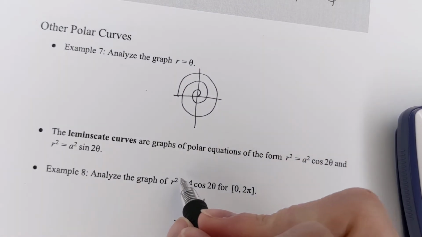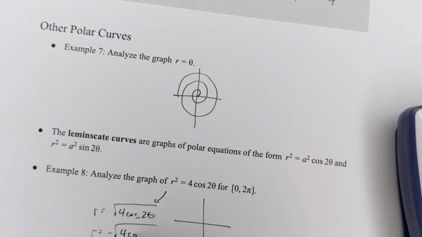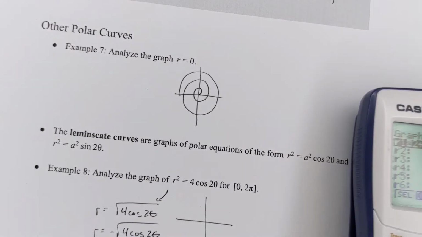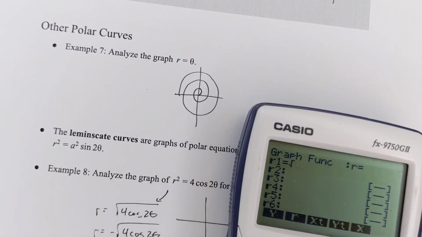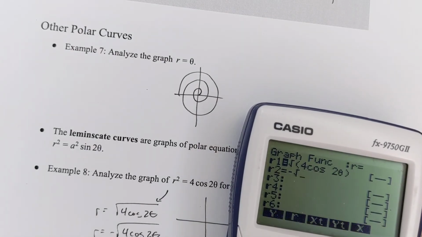So when you graph these on a calculator, you have to break it into 2 things: r equals the positive square root and r equals the negative square root, and you have to graph both of them to get both parts of the curve. So the square root of 4 cos 2 theta and the negative square root of 4 cos 2 theta.